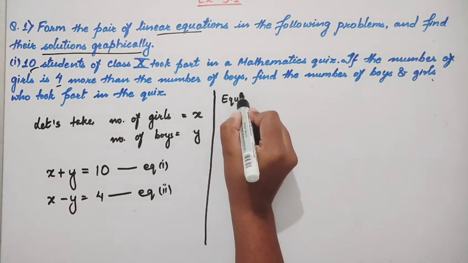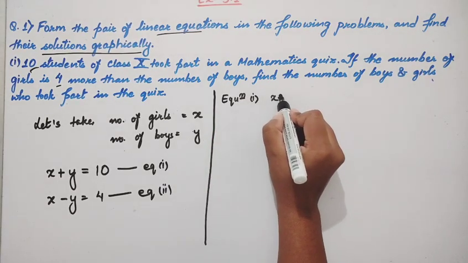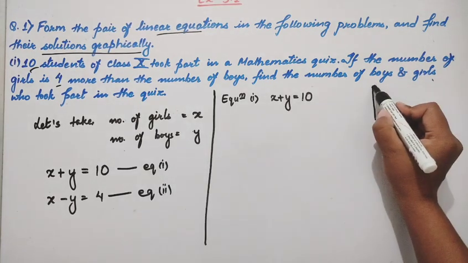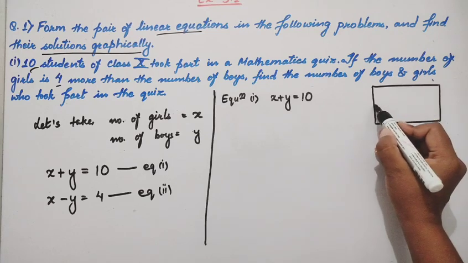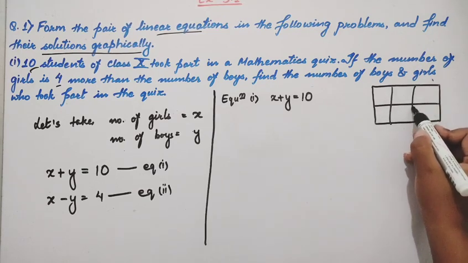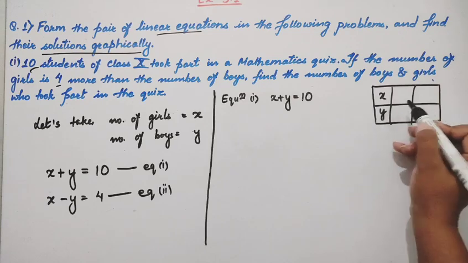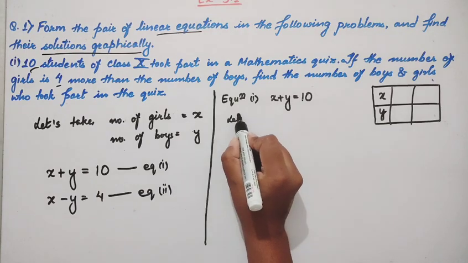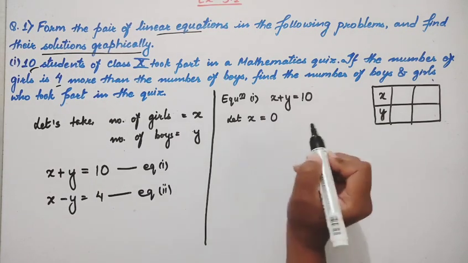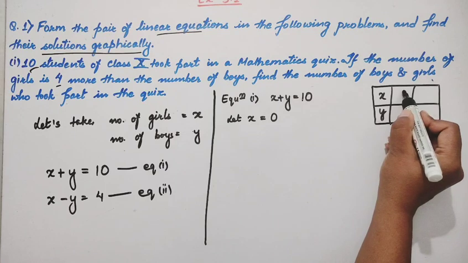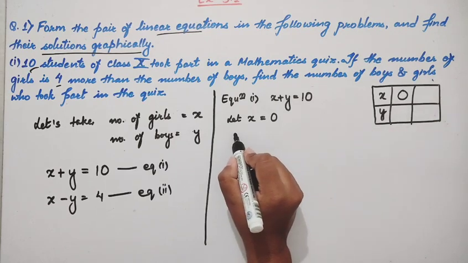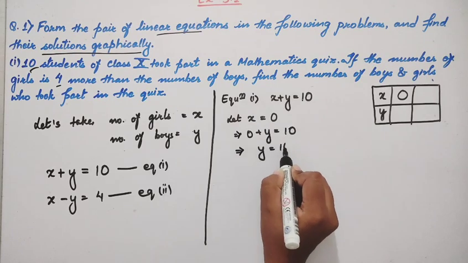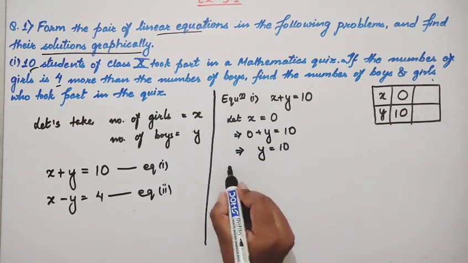Let us first take equation 1, which is X plus Y equals 10. Now we have to find the values of X and Y in such a way that both of them lead to an integer value. So first of all, let us take X equals 0. In that case, what is the value of Y? 0 plus Y equals 10, which gives us Y equals 10.